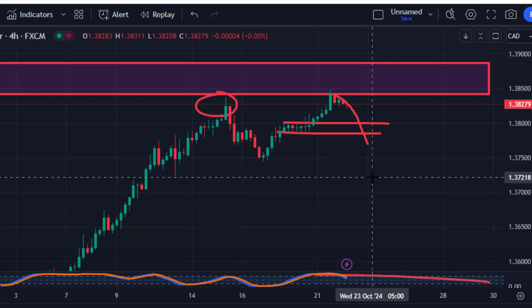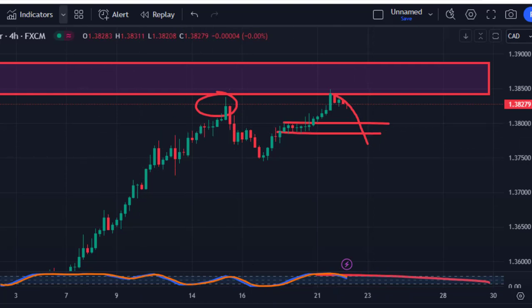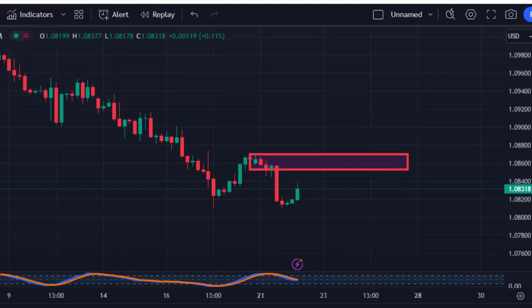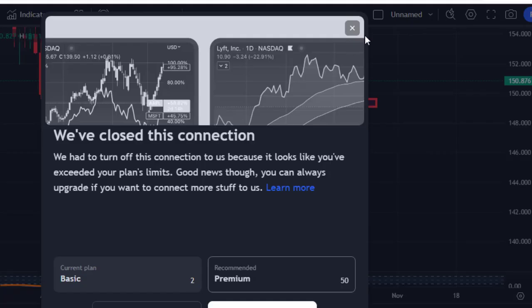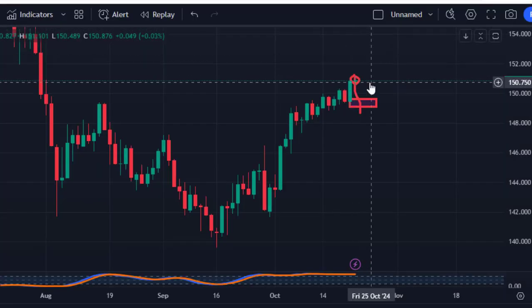These are key points or key areas that you need to focus on: USDCAD 4-hour and EURUSD 4-hour, and finally right here USDJPY 4-hour and 1 day. This is very important for all of us trading USDJPY right now, EURUSD and USDCAD.